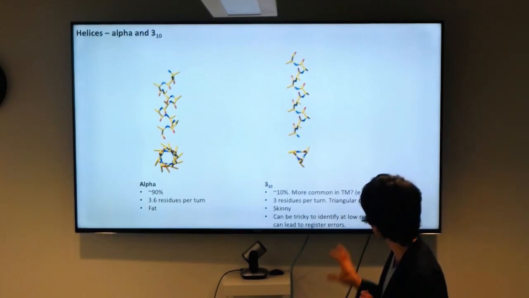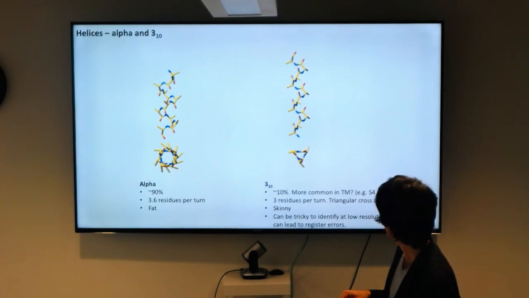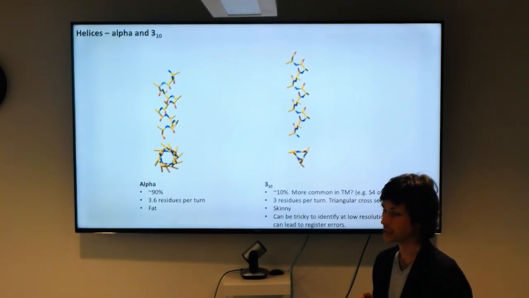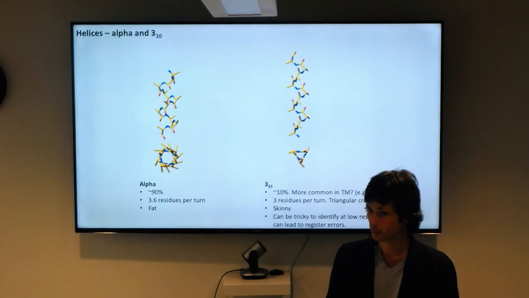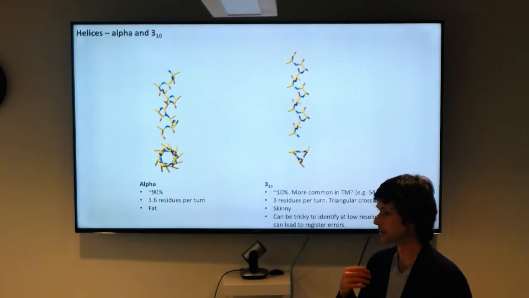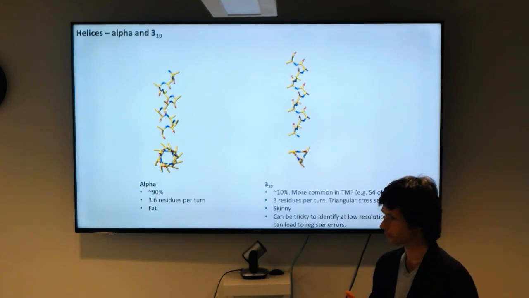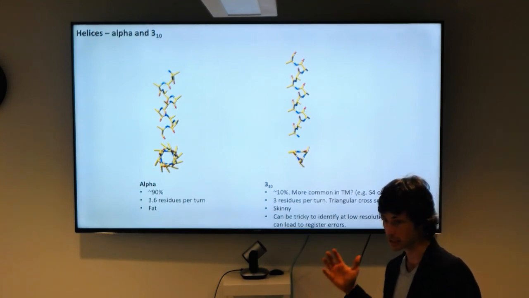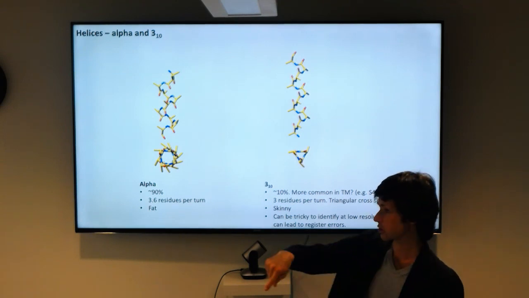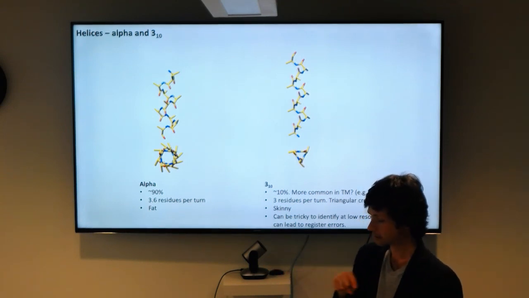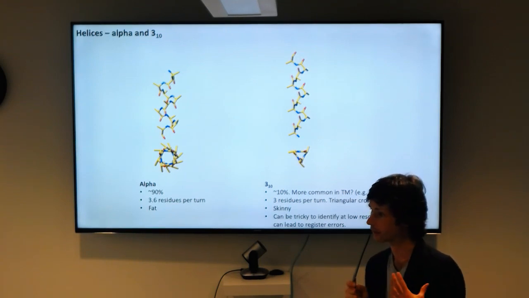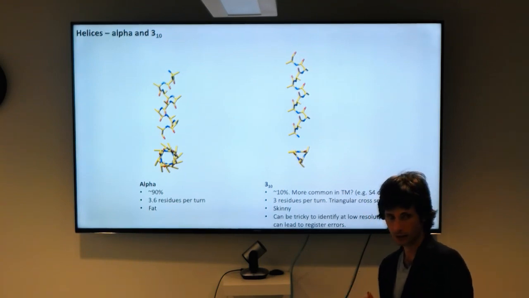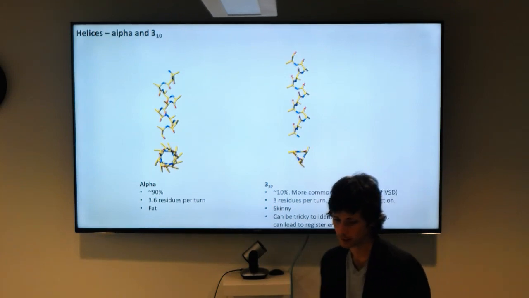The way that I would distinguish it at low resolution is that 3-10 helices are skinnier, basically, and have a triangular cross-section compared to an alpha helix. It's something to think about if you're trying to assign a helix and it's not making sense. It might be because it's a 3-10 helix or a pi helix, which has a larger number of residues per turn. That's less common as an actual long helix, but it's not uncommon to have a single turn of pi helix in the middle of an alpha helix. That quite commonly happens in ion channels. So it's something, again, to think about when you're interpreting your density.